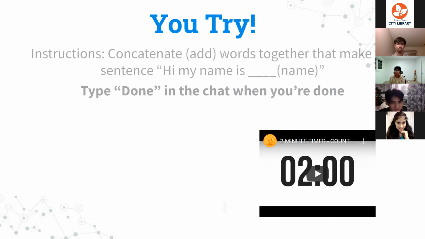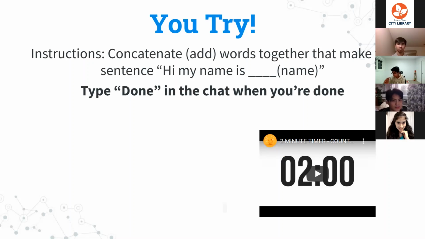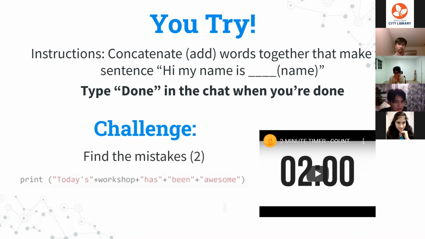All right, so here's your challenge. You're going to add these two strings together. "Hi, my name is," and then you're going to add your name onto the end of it. And for an extra challenge, you can find two mistakes in this print statement.